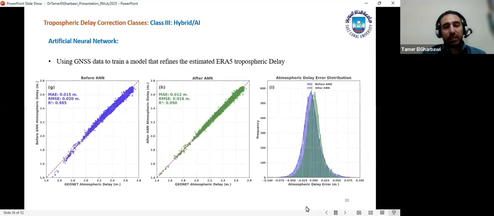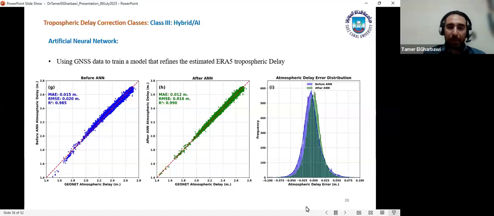And we can see here that before training, we have a mean absolute error of 15 millimeter and a root mean square error of 20 millimeter. After correction, it reduced to 12 and 16. So we can get some kind of improvement using this kind of model. This model is actually performing pixel by pixel.